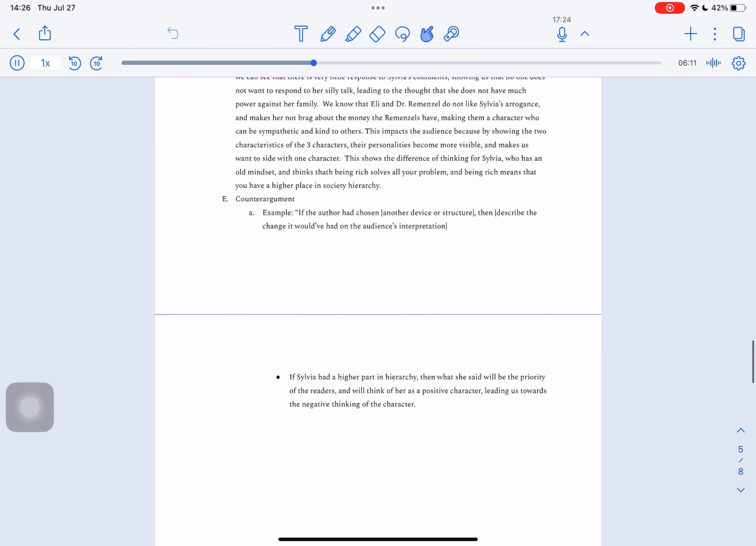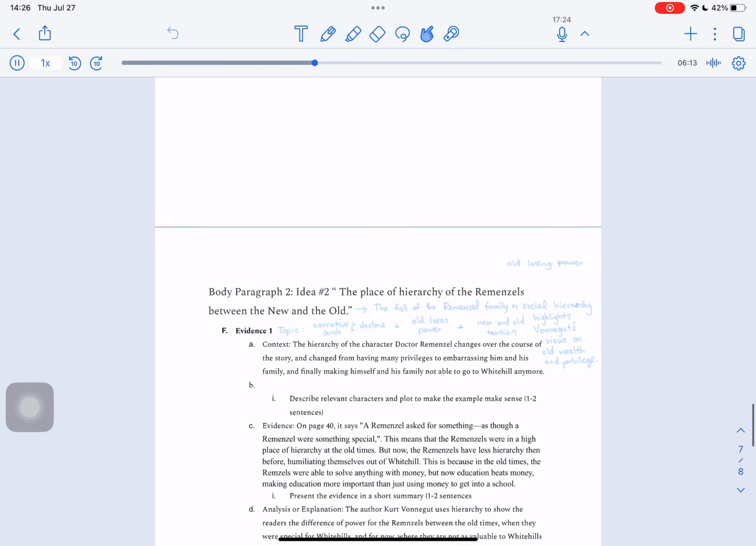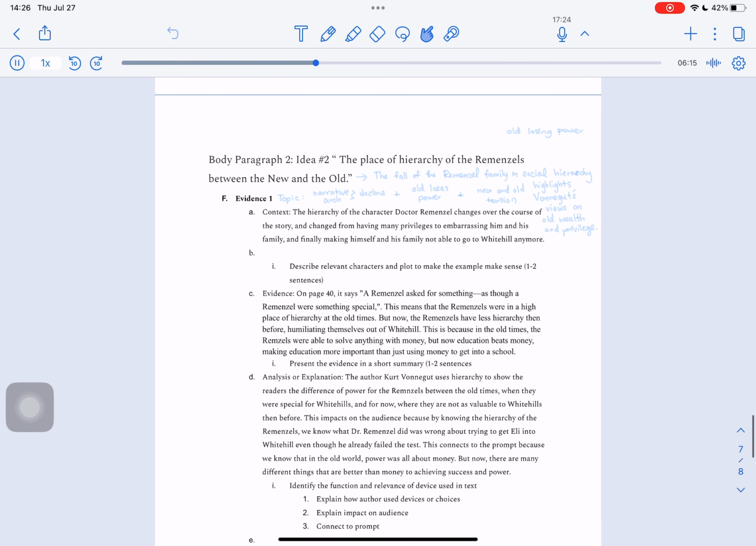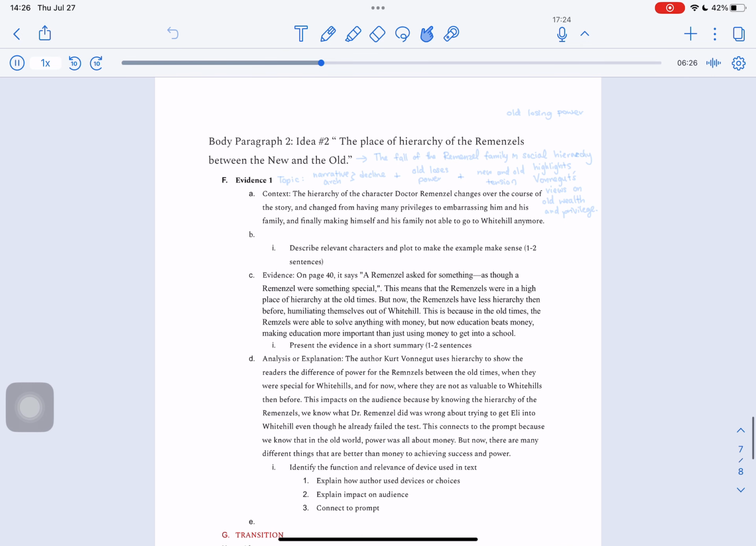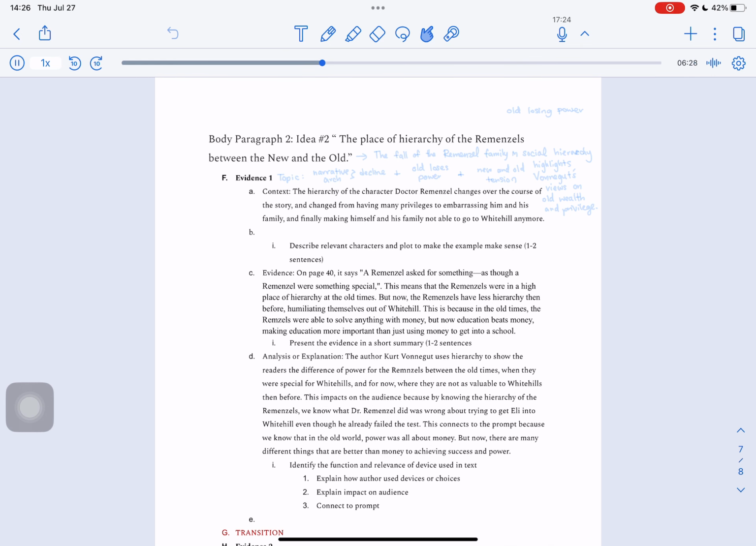Let's try number 2. Oh, Lord Almighty, that's a lot of writing. The place of hierarchy of the Remenzels between the new and the old. Okay, so this is the one where you're talking about how the Remenzel family starts off high and the hierarchy ends up low. And they are representing the old. So this is the old losing power. Okay, so then let's talk about this topic sentence.